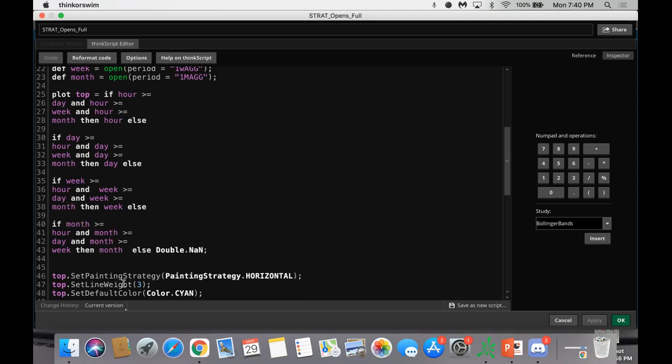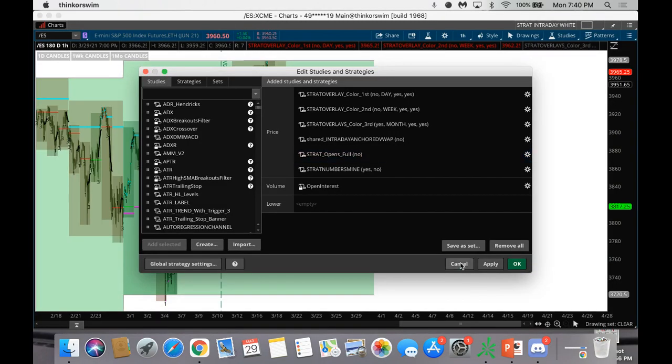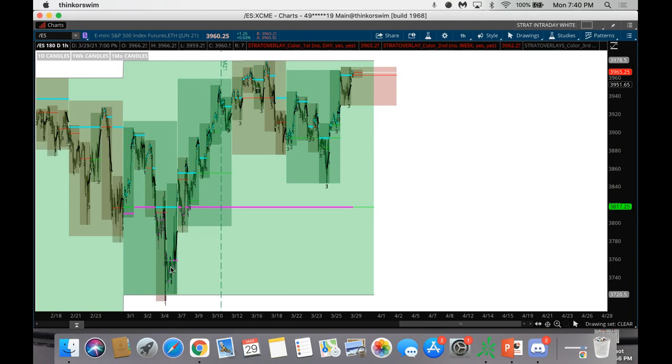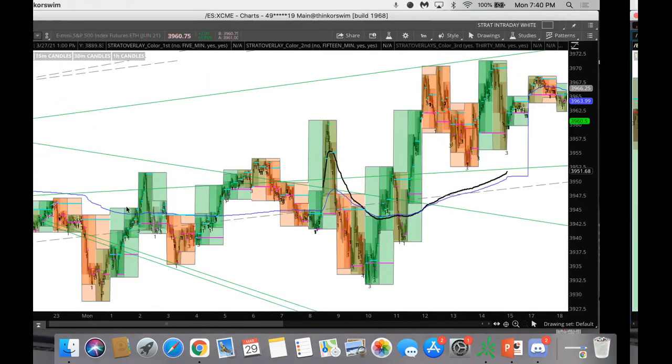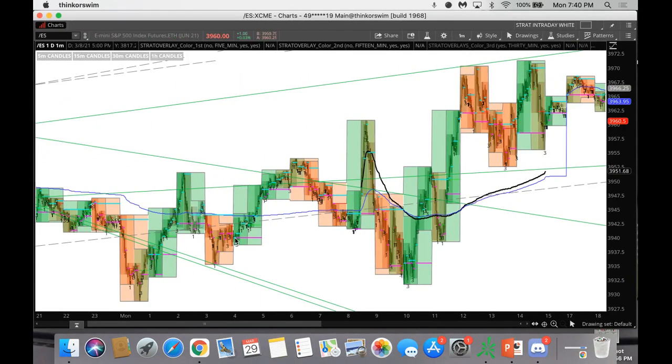Then all it does is paint a horizontal line and make it cyan if it's up, magenta if it's down. That's why you see the position of that line. It moves around as each one of these time frames opens, because the new open might be the highest open at that moment, or it might be the lowest open, or it might be the only open, which takes us back to the flip. The flip is the only open at that moment until it decouples.